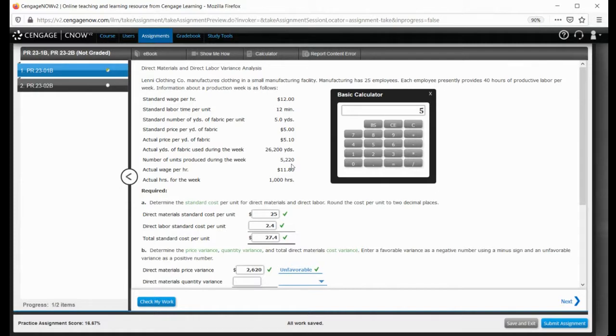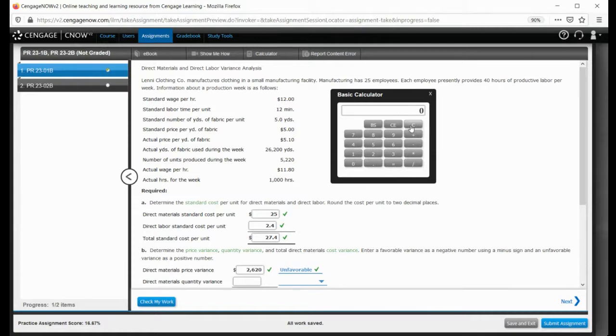The actual units produced is 5,220 units. When I multiply that, that gives me 26,100, and that is my standard yards. I'm going to compare my standard yards to my actual yards. My actual yards was 26,200.